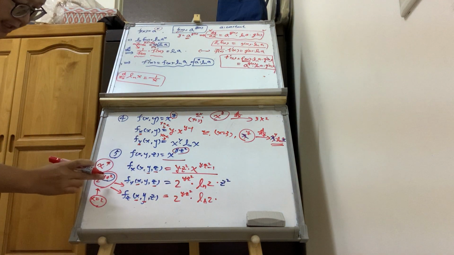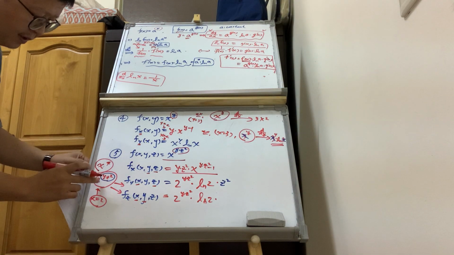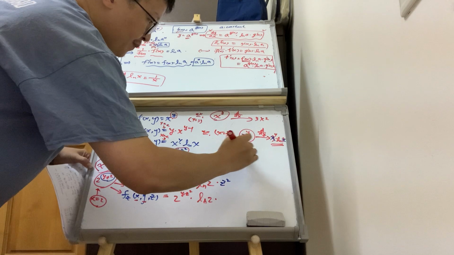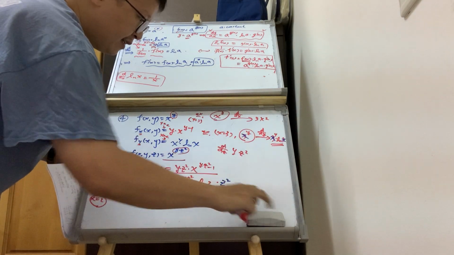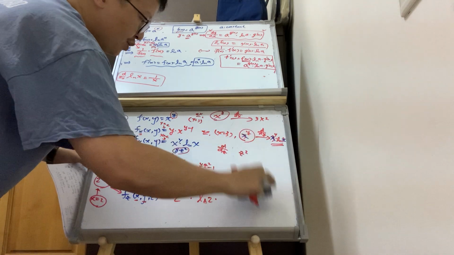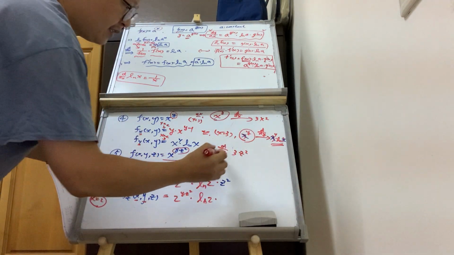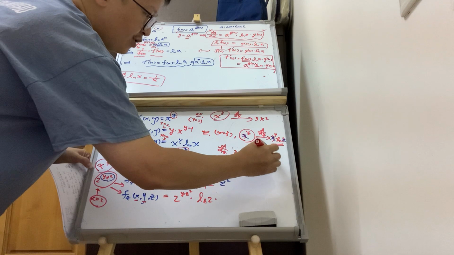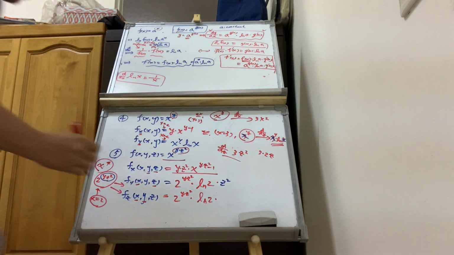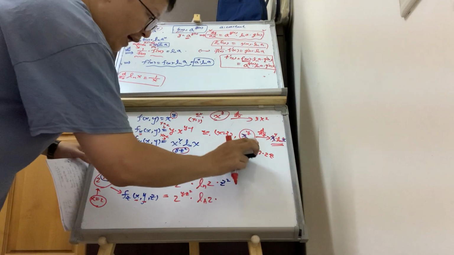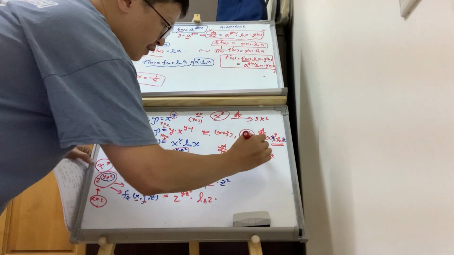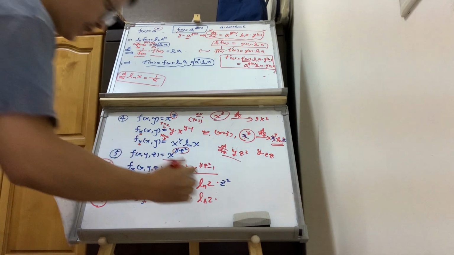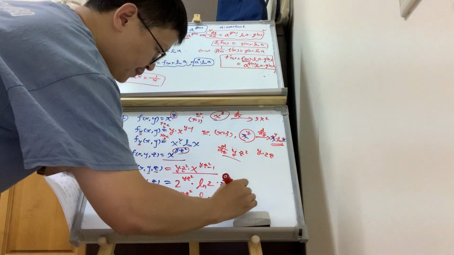Now the variable is g, so y is constant. So y g squared divided by g. Now y is constant. For example, y equals 3. Then what's the derivative? 3 times 2g, right? 3 times 2g. But now we use y, so we should replace 3 by y. So it's y times 2g. So this term is y times 2g.